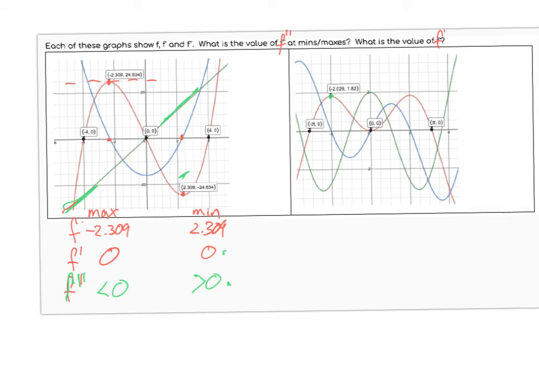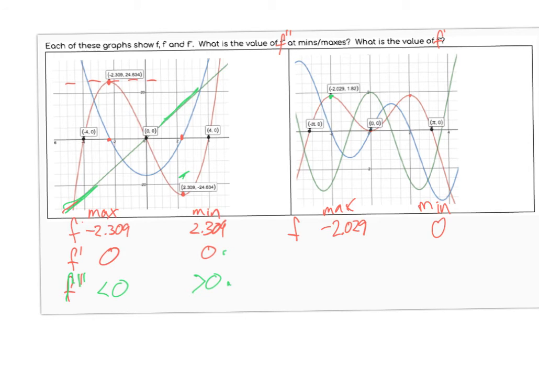So we've got a max here. And that's going to be at negative 2.029. I can see another one here, but it's probably at positive 2.029, but I don't really care about that right now. And we've got a min at 0. I don't care about that right now because I can't see what number that is, so I'm just going to skip it for a minute.